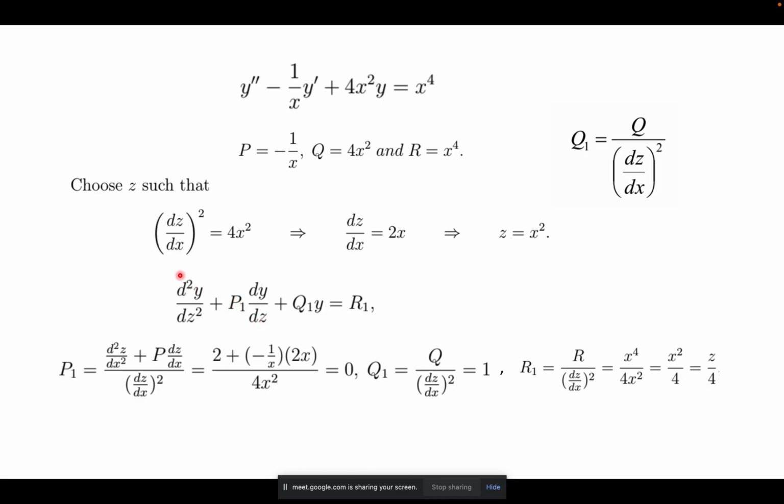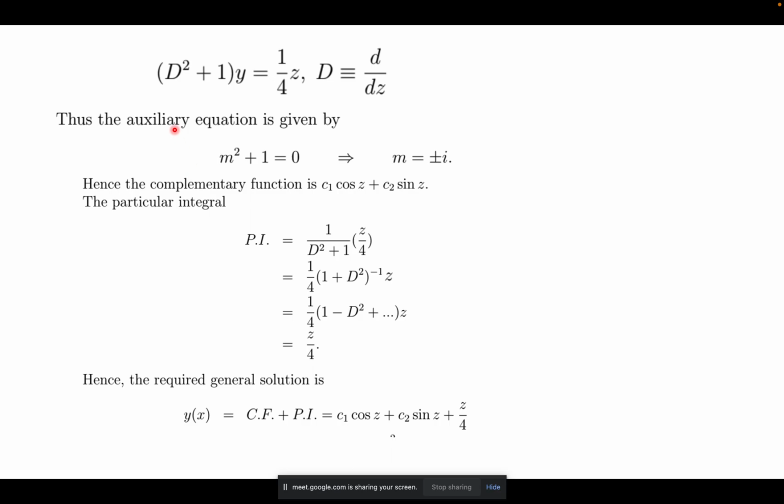What you are left with is d square y by dz square plus q1 times y equal to r1. The value of q1 is 1, so you have d square y by dz square plus y equal to r1. So you have (d square plus 1) times y equal to z by 4, right? Now again this is a very familiar equation. You again solve the homogeneous part, so you write the auxiliary equation: m square plus 1 equal to 0.